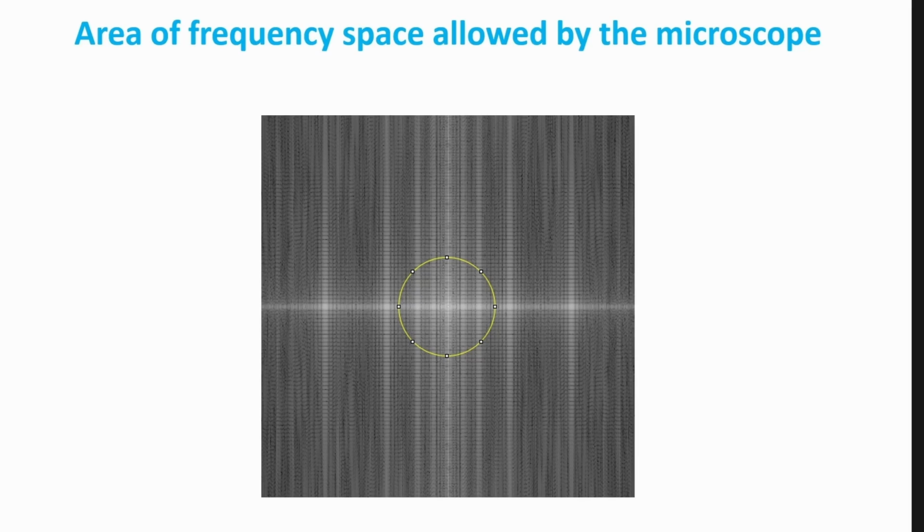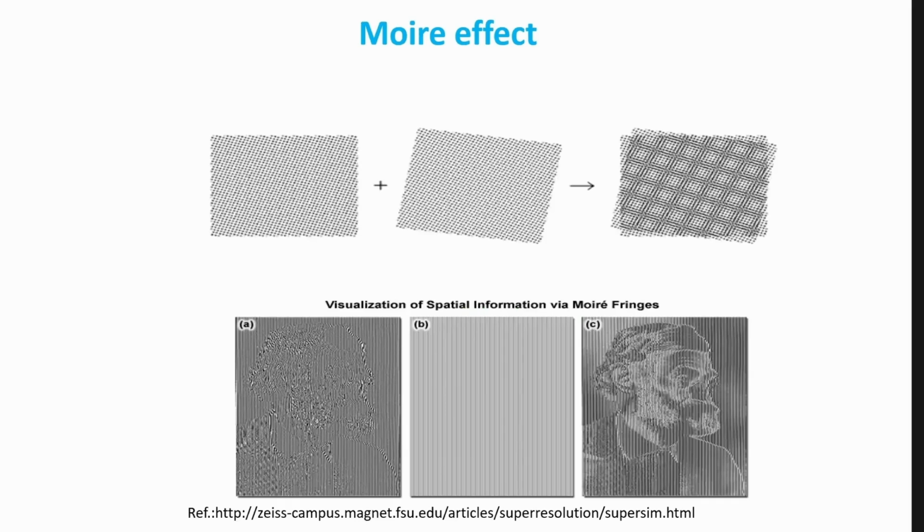And this is how you deal with optical resolution. Now, there comes a trick which I told you about. Can I somehow get these higher frequency peaks closer to the center? I can, if I illuminate the sample not with a homogeneous field, but with a pattern field.